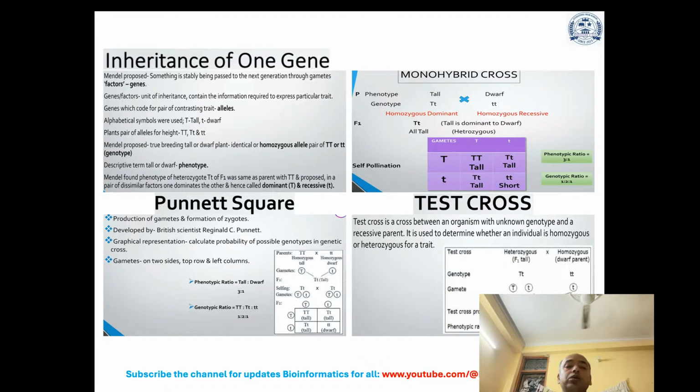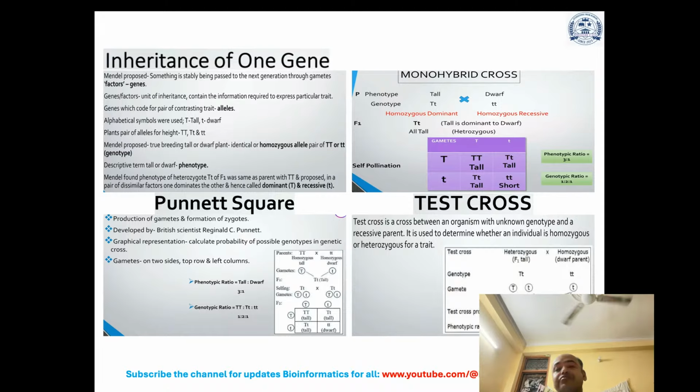Mendel proposed two breeding tall or dwarf plants with identical, or homozygous, allele pairs such as TT. That is called the genotype, which we have already mentioned. The descriptive terms tall or dwarf are phenotypes. Mendel found the phenotype of the heterozygote, our first filial generation, was the same as the parent with TT, and proposed that in a pair of dissimilar factors, one dominates the other, and hence they are called dominant and recessive factors.